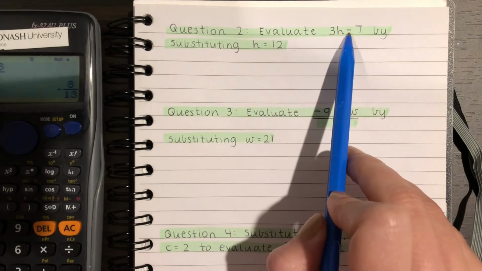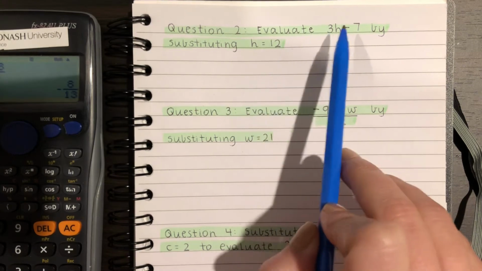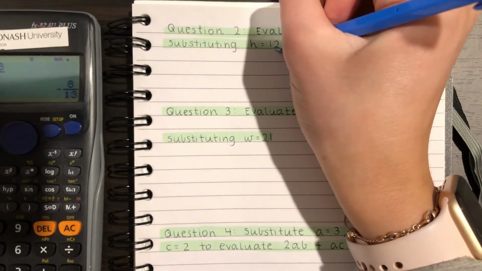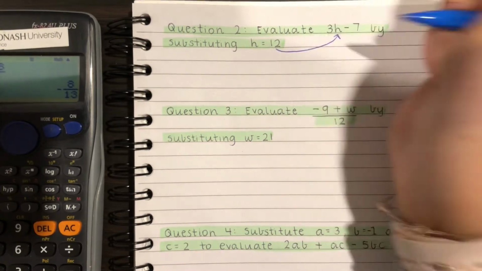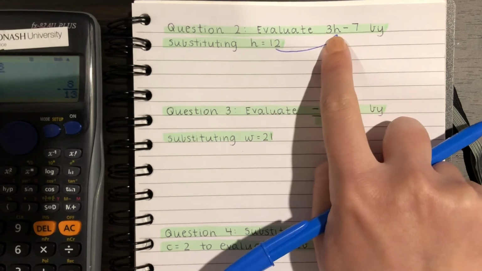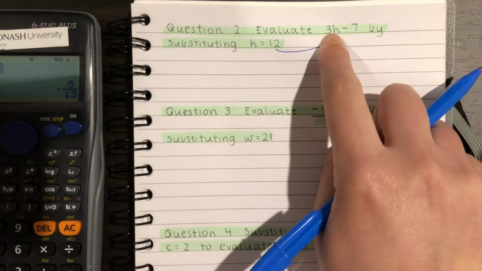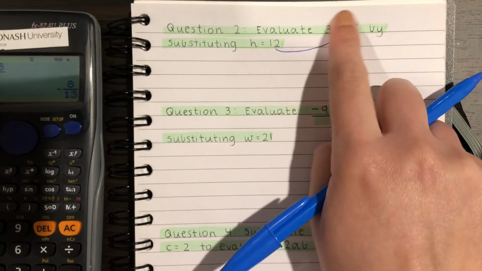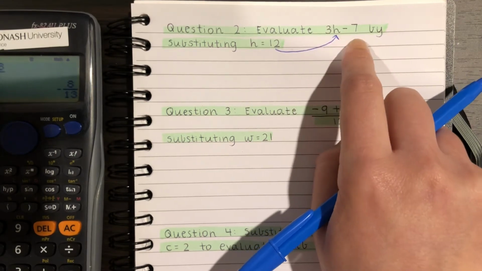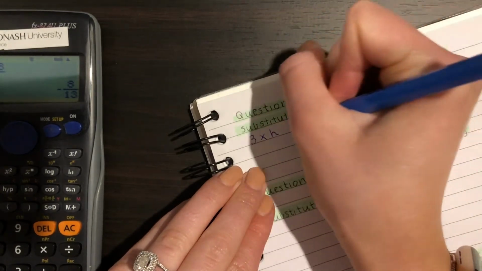Evaluate 3h minus 7 by substituting h equals 12. So wherever we see an h, we're going to put 12. So this 12 is going to go in there. Now, when there are no gaps between two things, there's an imaginary times sign. So I can actually rewrite this expression 3h minus 7 as 3 times h minus 7.